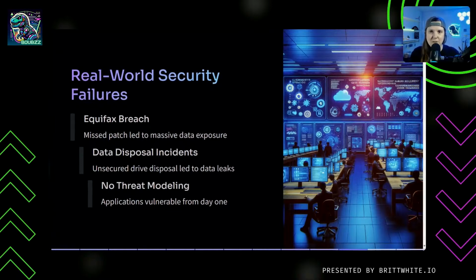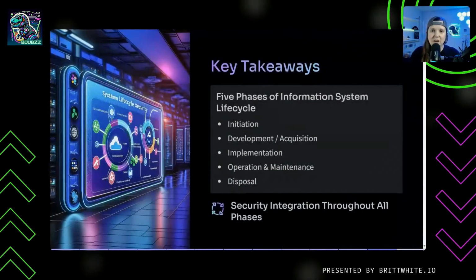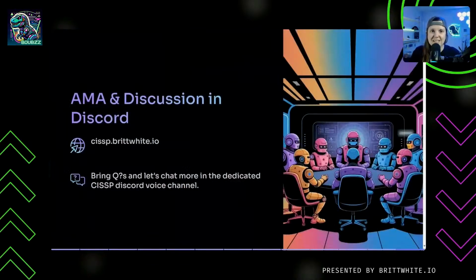Let's tie this all together with the big takeaways. And let's do a quick recap. We covered the 5 phases of the information system lifecycle: initiation, development or acquisition, implementation, operation and maintenance, and then finally disposal. Security has to be weaved into all of these phases, from the very start to the very finish. Now you're crushing it. Now that's it for Objective 3.10. And now we've completed all of Domain 3.